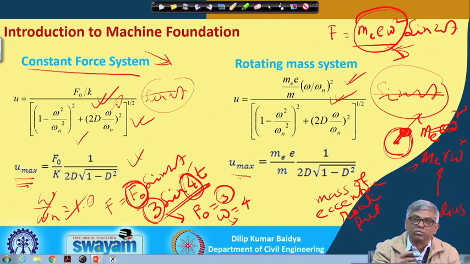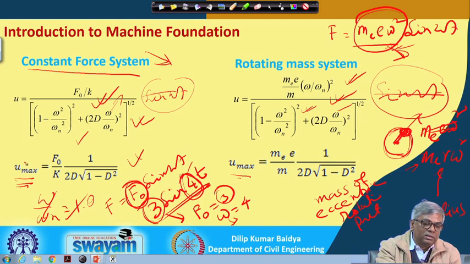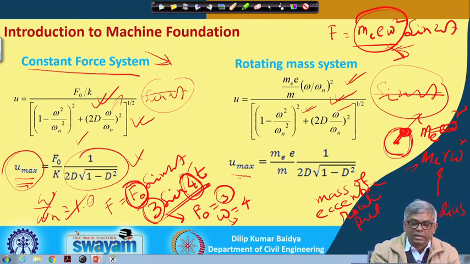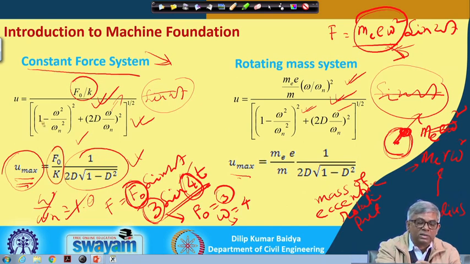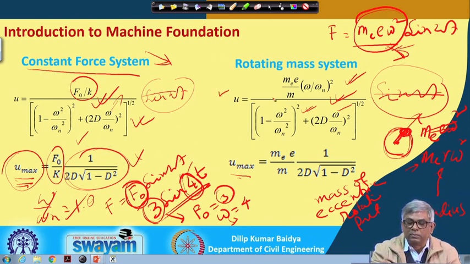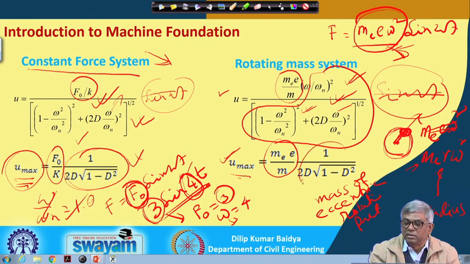Omega can be 2, 4, 8, anything. Similarly, for the rotating mass system this is the steady state solution for any frequency. But at resonance the amplitude becomes maximum, and the expression for the maximum is f naught by k multiplied by this term, where only damping will be there. This is already there, here also it is there. Additionally, instead of this big expression, only this expression will be there. Similarly, for the rotating mass system u max is already there, and instead of such a big expression we have got this.